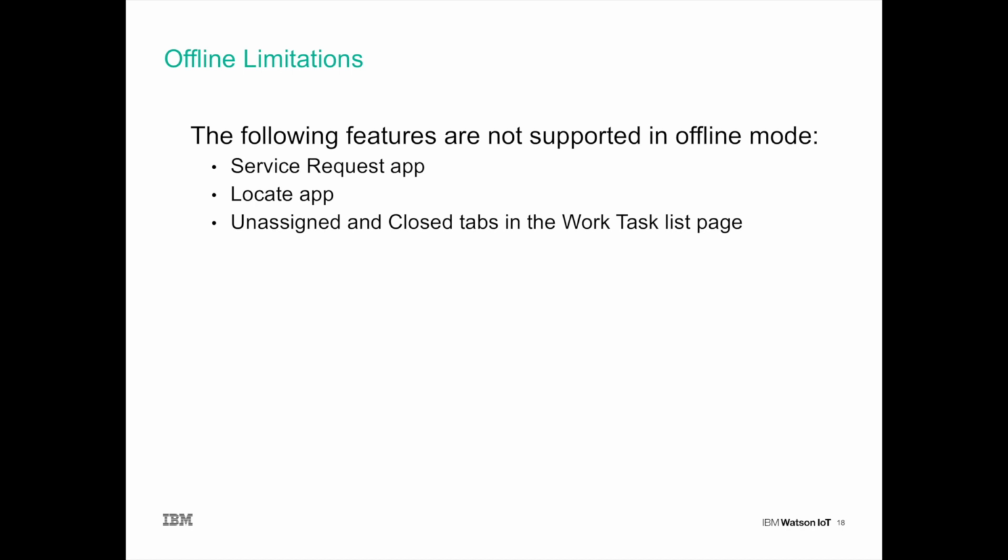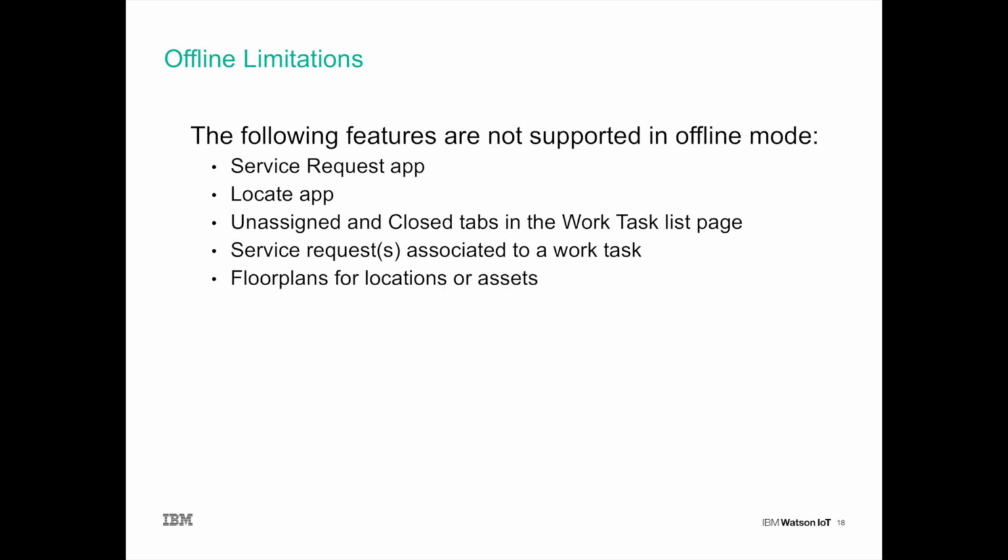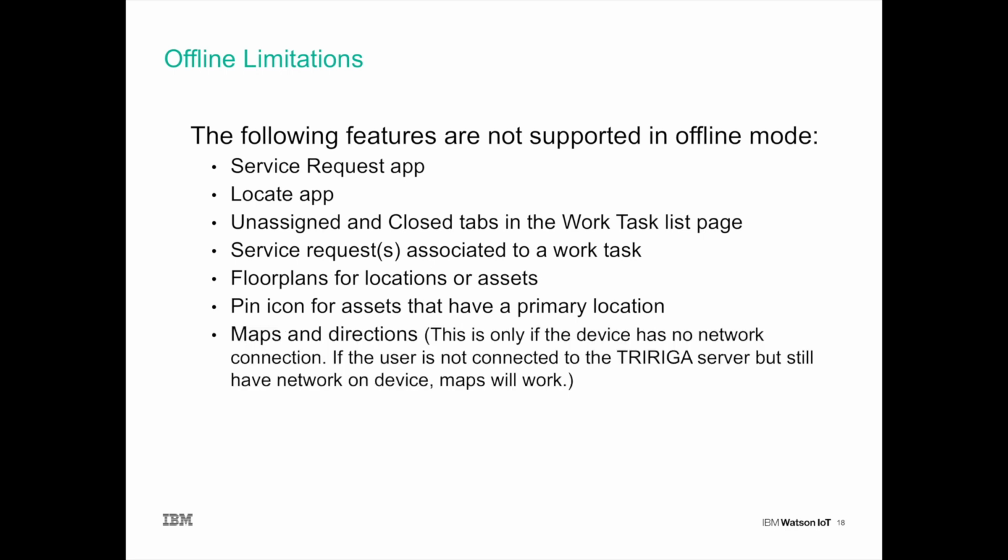For performance purposes, these 2 tabs are not available offline. Because the Service Request app does not support offline mode, viewing related requests for a given work task is also not supported. Floor plans for work task locations or assets are not supported. The pin icon for asset's primary location is not supported. Maps and directions are not supported offline only if the device has no network connectivity. Maps and directions will work offline if the device is not connected to the TRIRIGA server but has network connectivity.